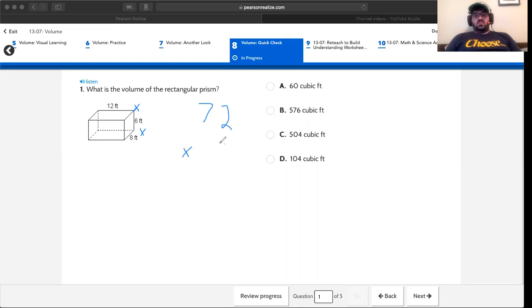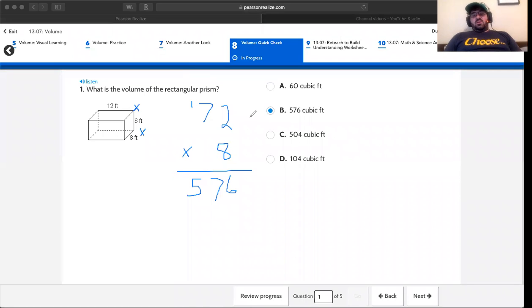So we're going to use this computer and do the work together. 8 times 2 is 16. I write the 6, carry the 1. 8 times 7 is 56, plus 1 is 57. I get 576. And remember, with volume, we are in cubic, so it is 576 cubic feet. And I know my answer is correct.